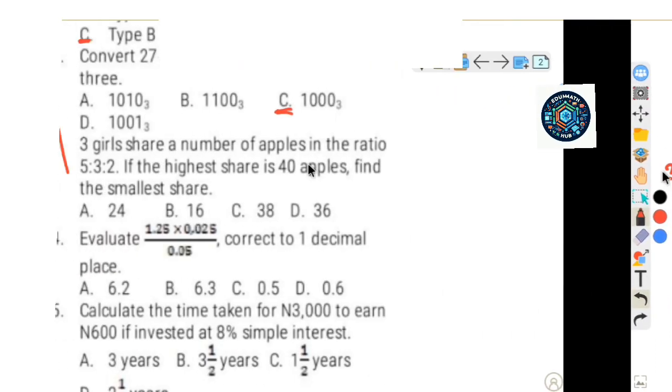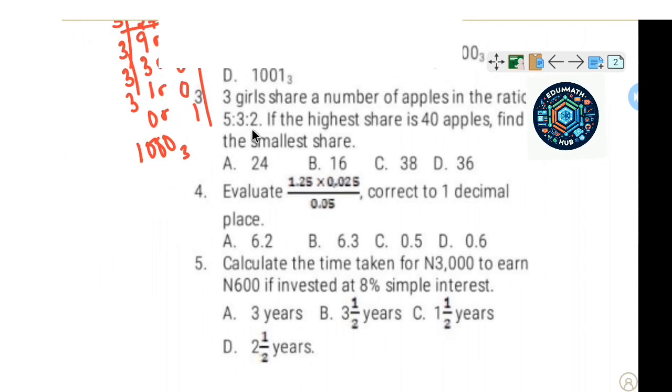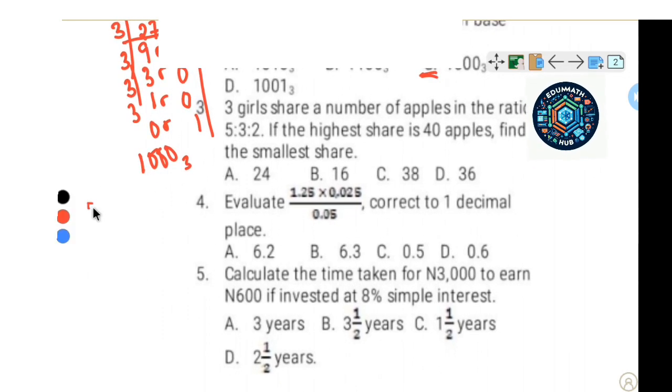The number of apples in the ratio 5:3:2. So that's the given ratio, you can see it right there. They share the apples in ratio 5:3:2. If the highest share is 40, find the smallest share. So you have to find the smallest share, but you don't know how many apples were shared. So the first thing is to find how many apples were shared.